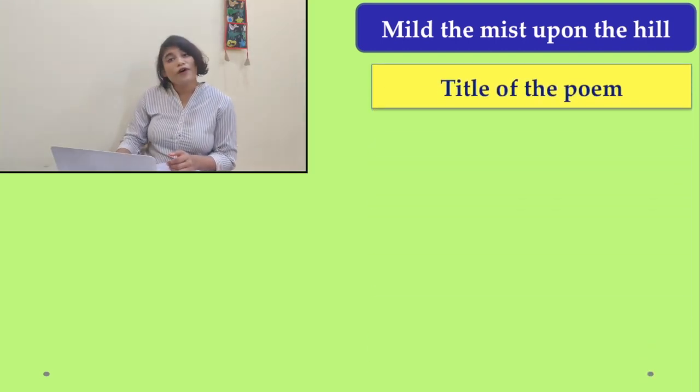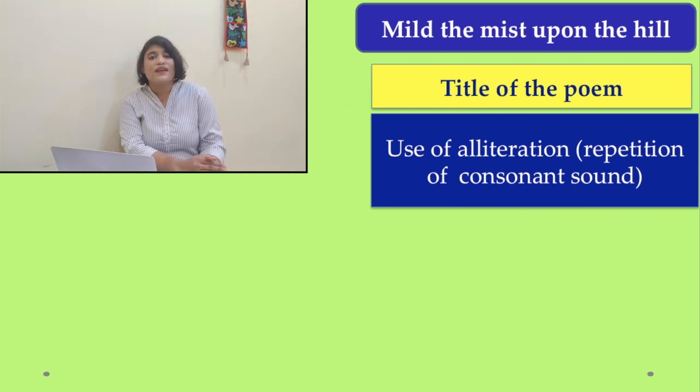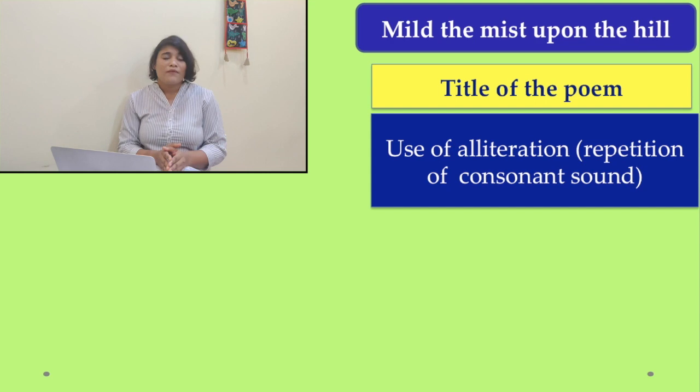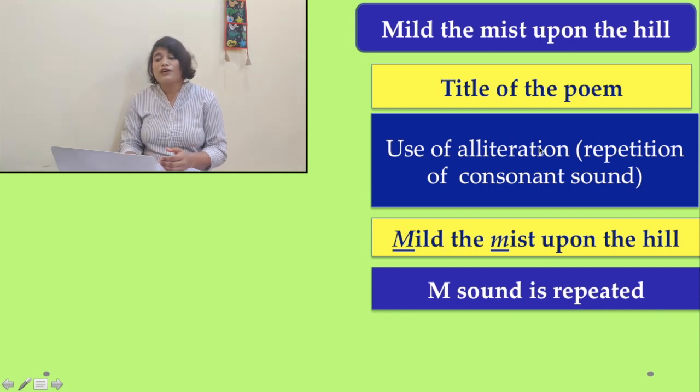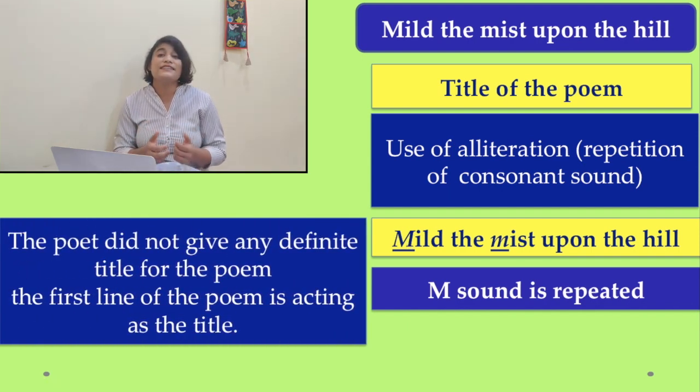Now, an important thing: what is the uniqueness of the title? If you look at the title of the poem, we do not find any definite title, because the first line of the poem serves the purpose of the title. The interesting point is the use of alliteration, that is, the repetition of the consonant sound: Mild the mist upon the hill. The M sound is repeated here, and this adds a strong feeling to the poem. The poet did not give any definite title for the poem, as I have told you. The first line served as the title.